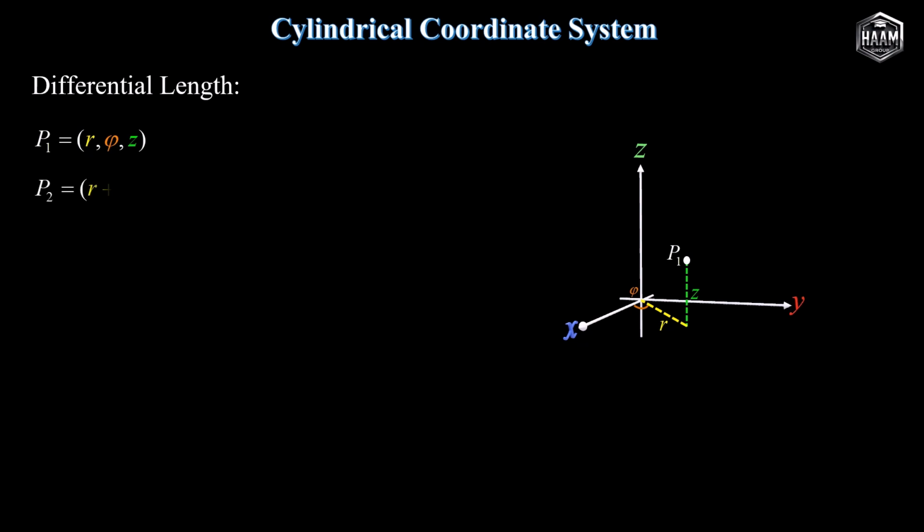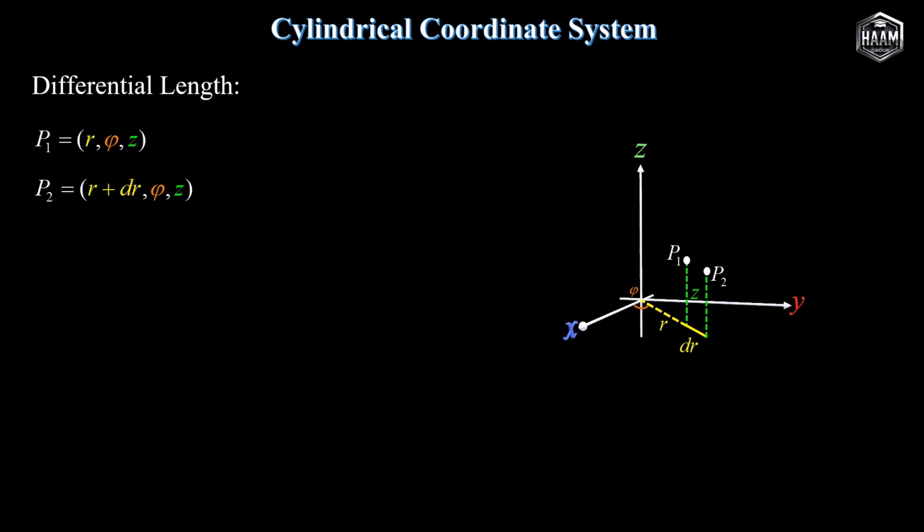Suppose we first change r. Point P2 is obtained with coordinates r plus dr, phi, and z. So, point P2 shares the same phi and z as point P1, and only its r has changed. We have increased point P1 by an amount dr, while phi and z remain the same. This is how point P2 is obtained.